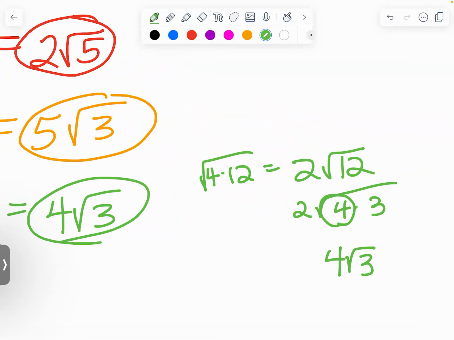Yeah. So what I'm saying is if you don't pick the biggest perfect square that divides into it, then you would have to do the process a second time.